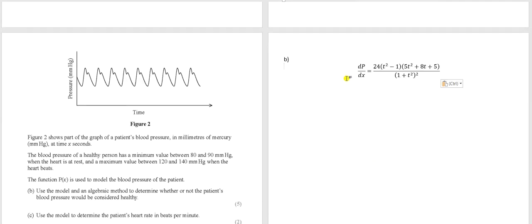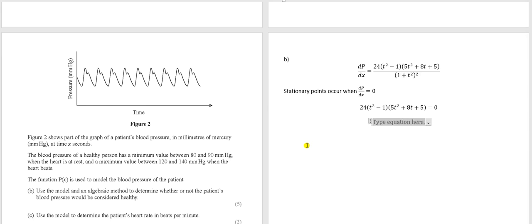And what we're interested in is the height of the stationary points. So we can say that stationary points occur when dp by dx is equal to 0. That gives us 24 times t squared minus 1 times 5t squared plus 8t plus 5 equals 0. Because, of course, the denominator doesn't come into this. You can think of it as let's multiply by 1 plus t squared squared if you like. Or we can just say if the fraction is 0, the numerator must be 0.